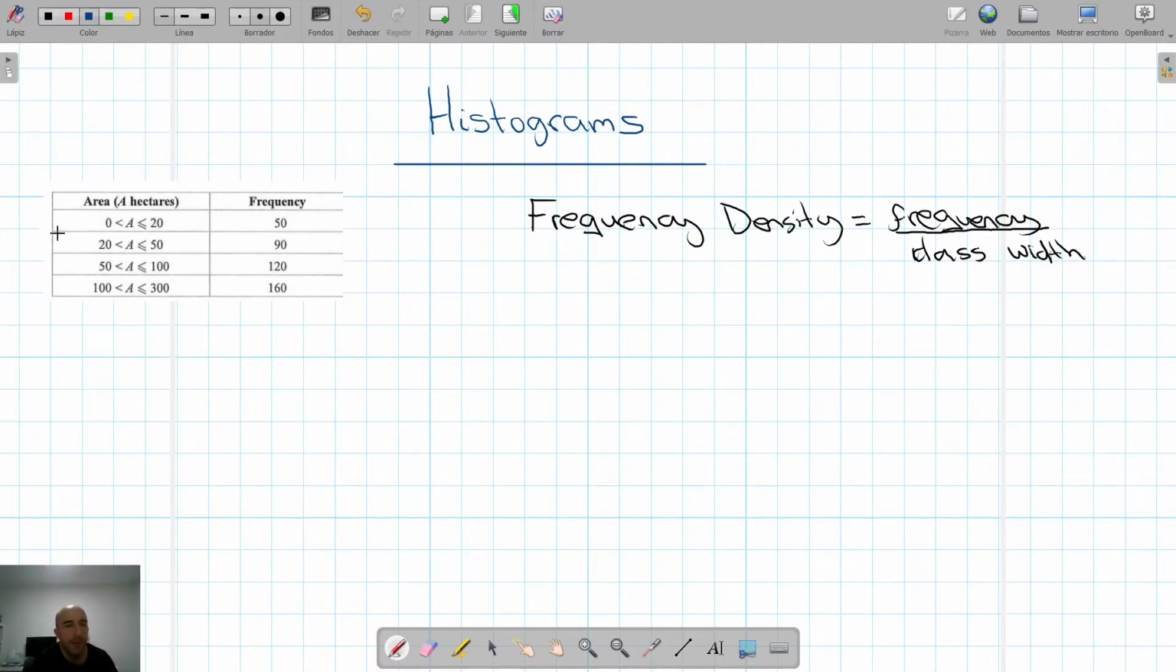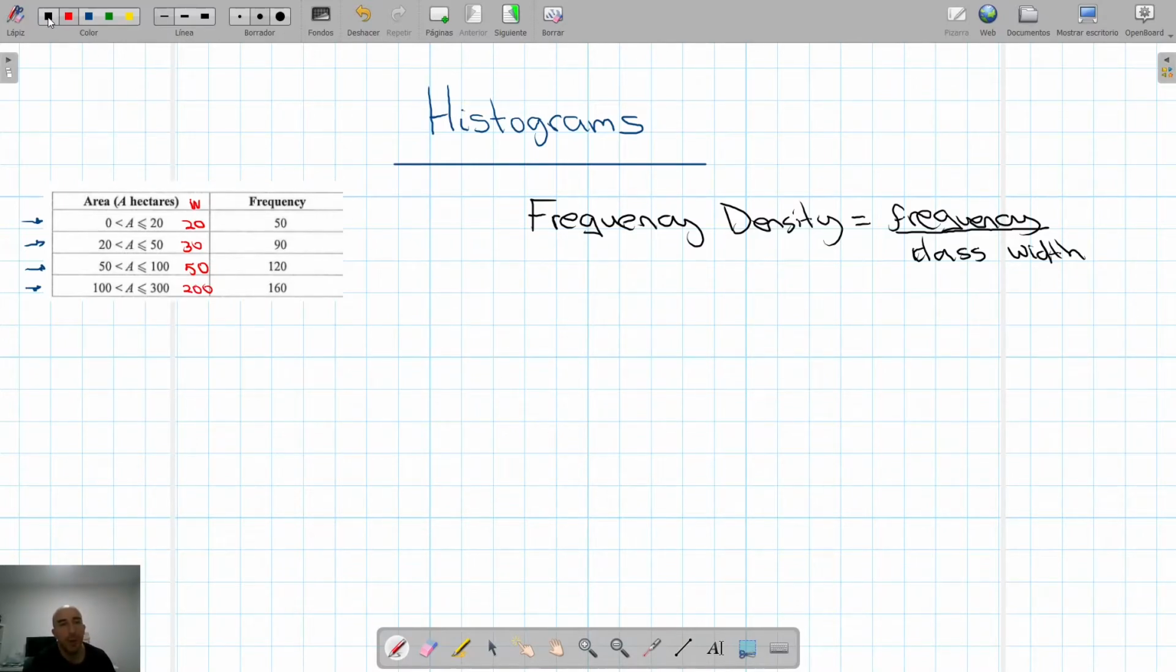So remember, we have 3 classes here, and I'm going to write beside them the width. Remember that you don't have to have classes with the same width, you can have different widths. To calculate the class width, you do the upper limit minus the lower limit. So 20 minus 0 is 20, 50 minus 20 is 30, 100 minus 50 is 50, and 300 minus 100 is 200. As you see, you have different widths there.